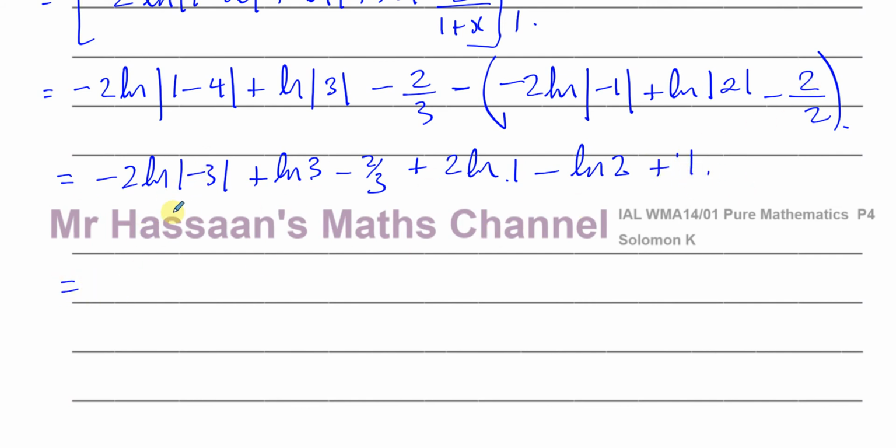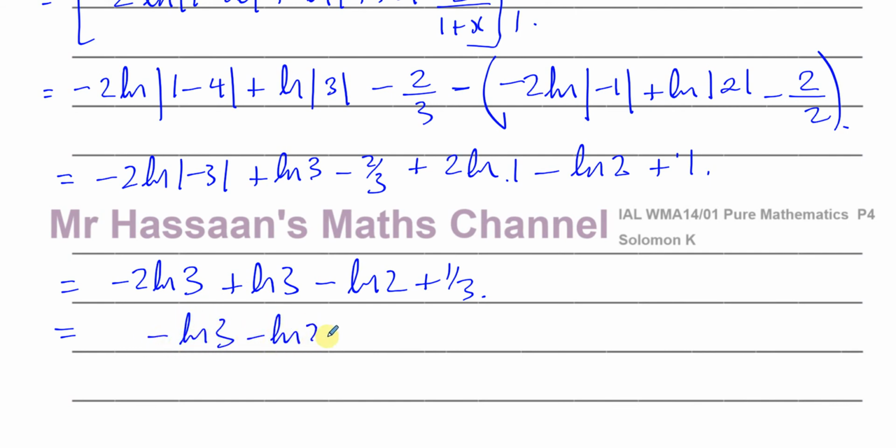Now the ln of modulus of minus 3 is equal to the ln of 3. So this is minus 2 times the ln of 3 plus the ln of 3. In fact, 2 ln 1 is 0, because ln of 1 is 0. So you end up with minus ln 2. And I'm going to have minus 2/3 plus 1, which is 1/3. Now these can be simplified, because you've got minus 2 ln 3 plus ln 3, which is minus ln 3. And you've got minus ln 2 and plus 1/3. And we're kind of almost there.